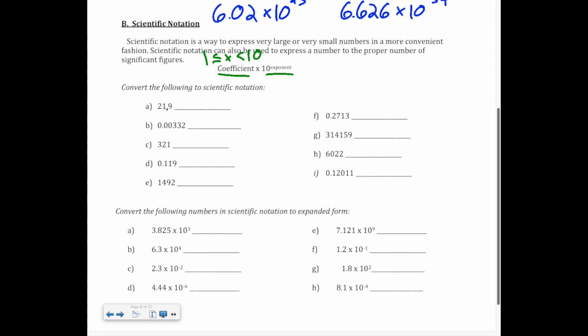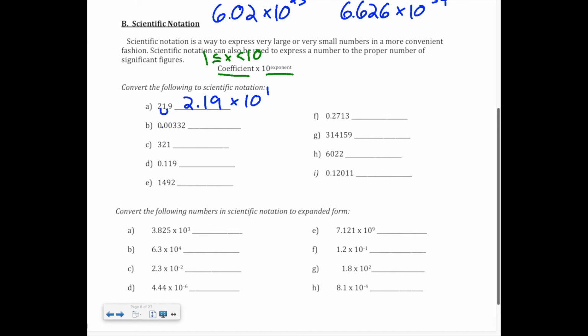we take our pencil, we put it on the decimal place, and we move it however many places to the left. Now here, I moved it to the left. So I'm going to write 2.19 times 10 to the 1. Now the reason why I moved it over one place to the left is because I'm moving it to after the first non-zero number. I want to have one non-zero number on the left side and then a decimal place. You will always get that.